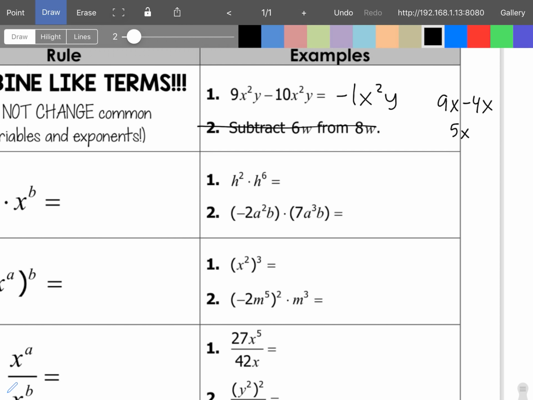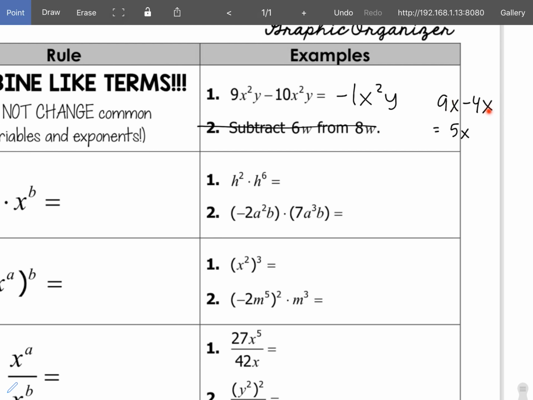That you guys know that that's 5x, right? Did we change the variable here, or do we keep it the same? We kept it the same. These x's just tell us, hey, these are similar. These are like terms, and we can subtract 9 minus 4, which is 5, and keep the x the same. In the same way, we can subtract 9 minus 10, which is negative 1, and keep these guys the same.